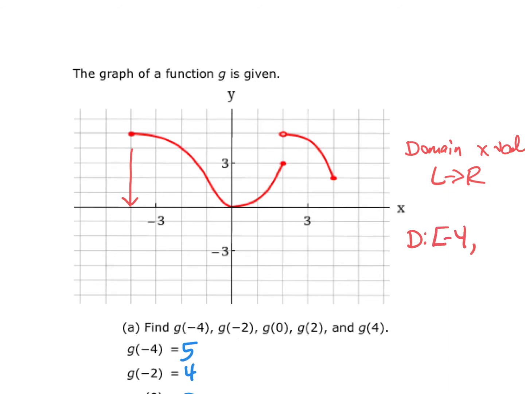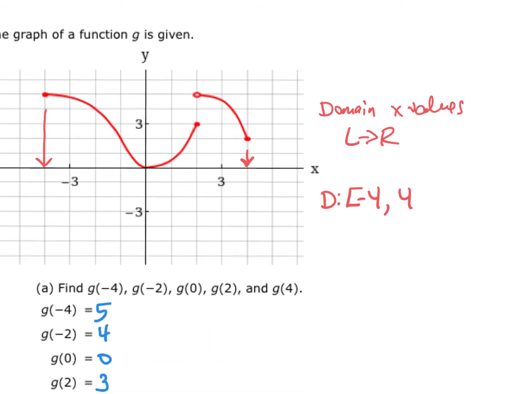Now I go to the right. How far right do I go? +4. Does it include 4? Yes, because it's a closed dot. Are there any breaks from the left to the right? No, there's no breaks in your domain. There's a break right here in your graph, but there's a value here. There's not one there, but there's a value. It's on the same x plane. So there's no breaks in your graph left to right.